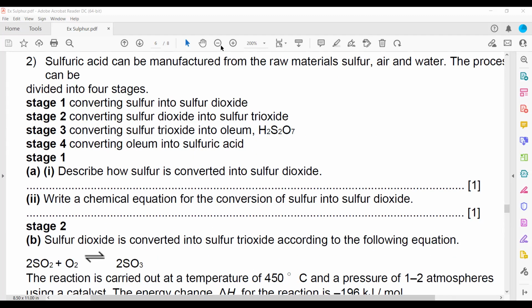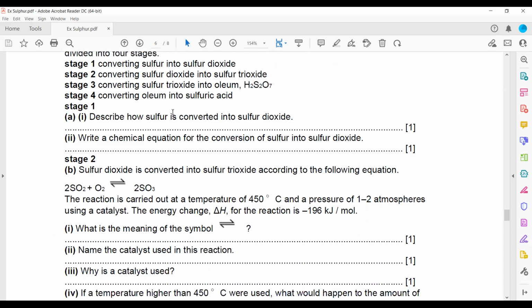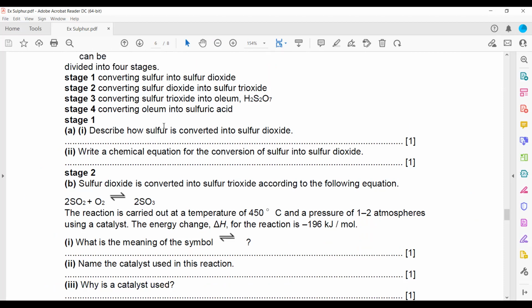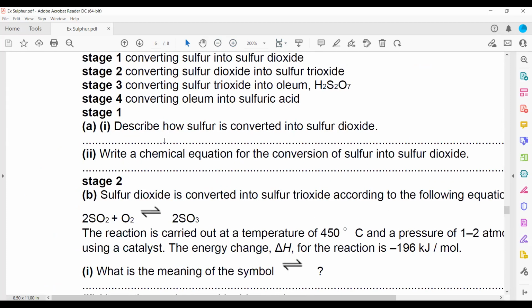Then sulfuric acid can be manufactured from sulfur, air, and water. First, sulfur is converted into sulfur dioxide, then sulfur dioxide to trioxide, then oleum, and then oleum is converted into sulfuric acid. Describe how sulfur is converted into sulfur dioxide. By reacting with oxygen or air. You can mention air or you can directly mention oxygen.